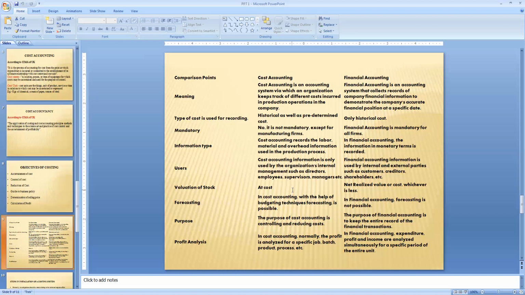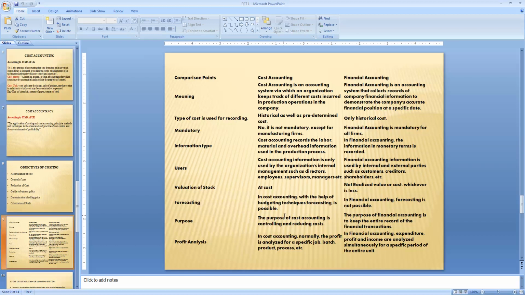And the next difference is that in cost accounting, the valuation of stock is done only at cost, but in financial accounting, the stock is valued at net realizable value, market value, or cost value, whichever is less.